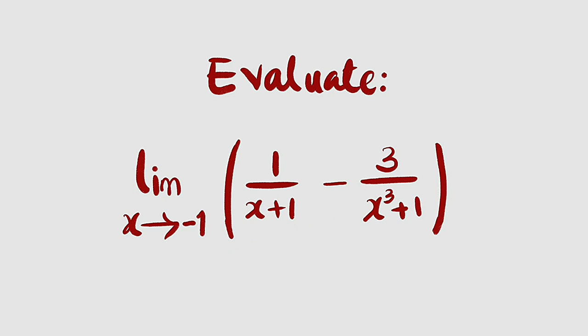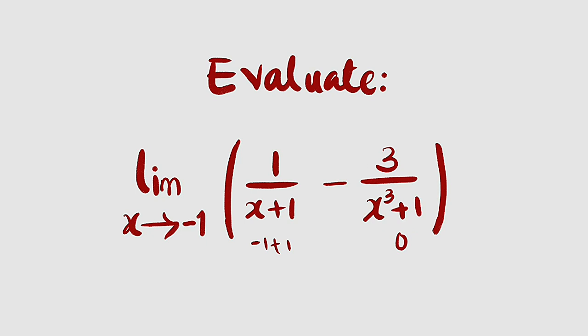All right. One thing you should observe here is that if you substitute x equal to negative 1 directly, you can see this is negative 1 plus 1, which is 0. So the denominator will be 0 here. And also negative 1 to the power of 3 is still negative 1, plus 1 will give us 0. So anything divided by 0 is undefined.